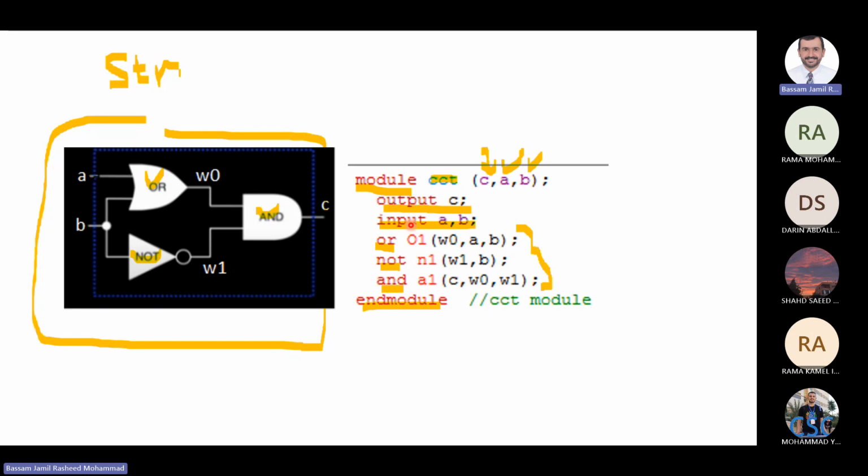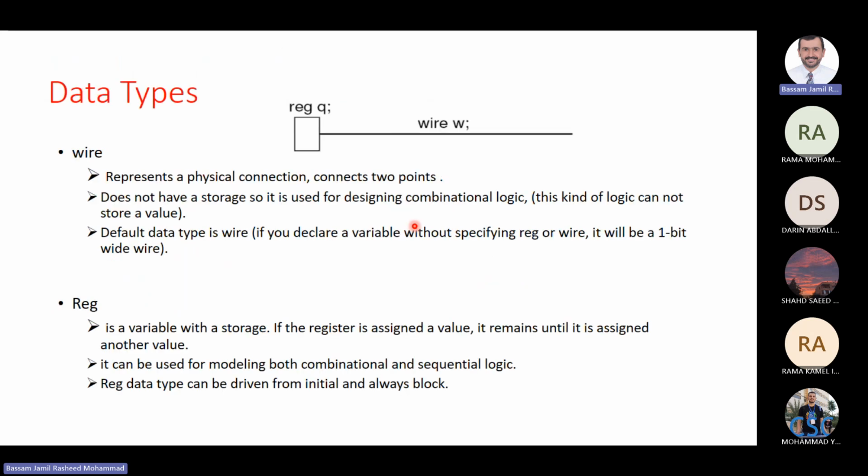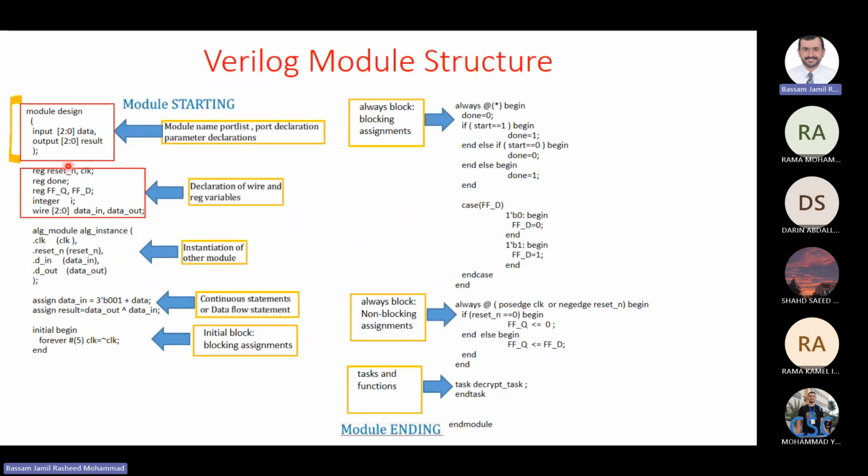Now, these components can be instantiated in whichever order I want. I don't have to follow a certain order for instantiating components. In terms of data types, there are two data types in Verilog. Let's go back to the skeleton. You can see here is my declaration of the variables, and there is reg, wire, and integer.